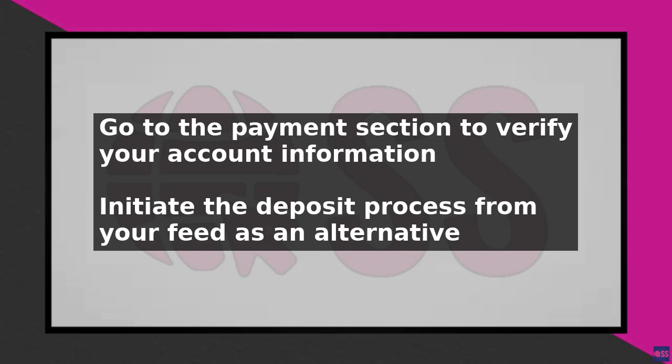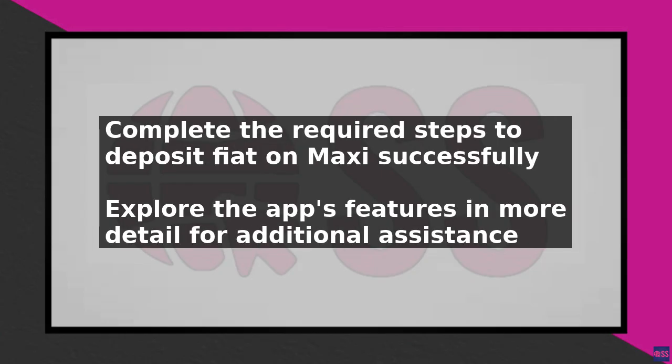Once logged in, navigate to the Wallets tab, where you will find the Deposit button. Depositing fiat on MEXC can be a bit complicated, but one way to do it is by buying cryptocurrency through the app. To do this, go to the Payment section, where you may need to verify your account.